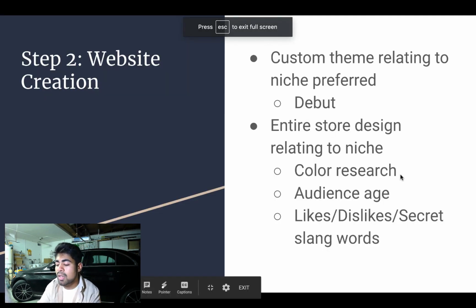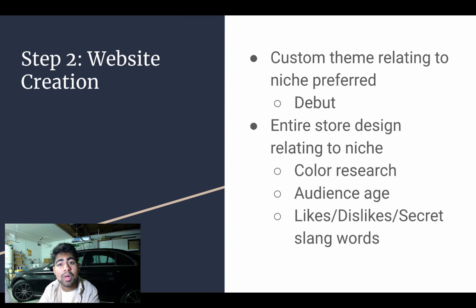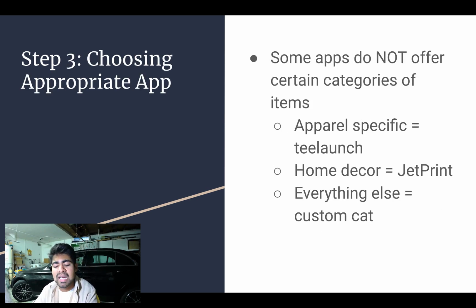So again, do a lot of color research, audience age research, likes, dislikes, secret slang words, and use every single thing that you find on your own website. But after you have completed this step, and it may take a little bit for you to complete this, you're already ready to go and on your way to making a lot of money with print on demand. Because step number 1 and 2 are the biggest hurdles when it comes to print on demand. Step number 3 is just choosing an appropriate app, and I'm going to give you exact layout as to how to do that.